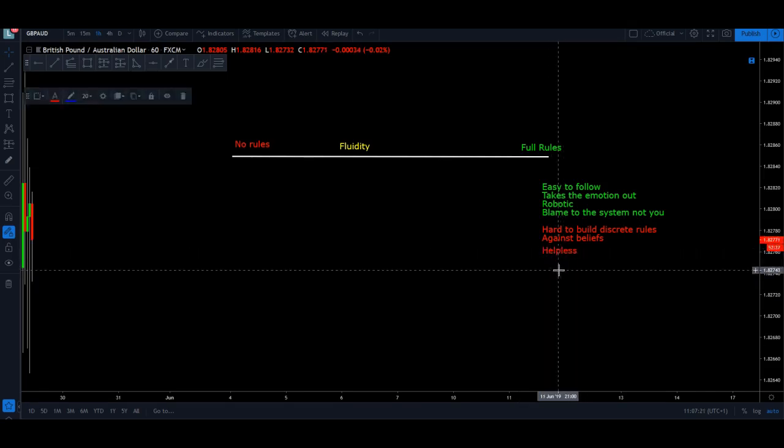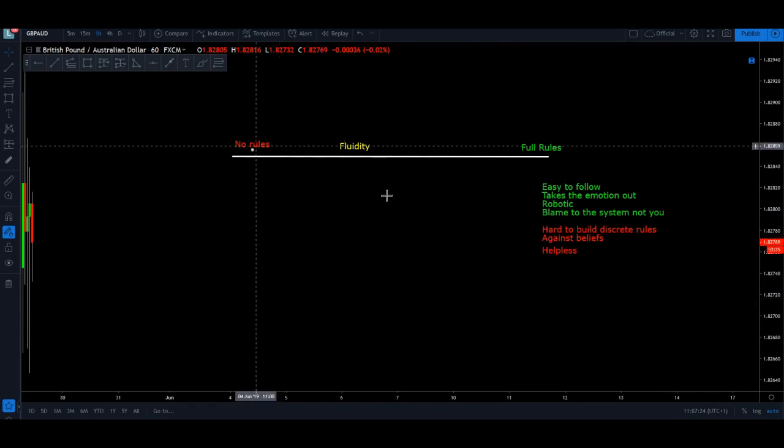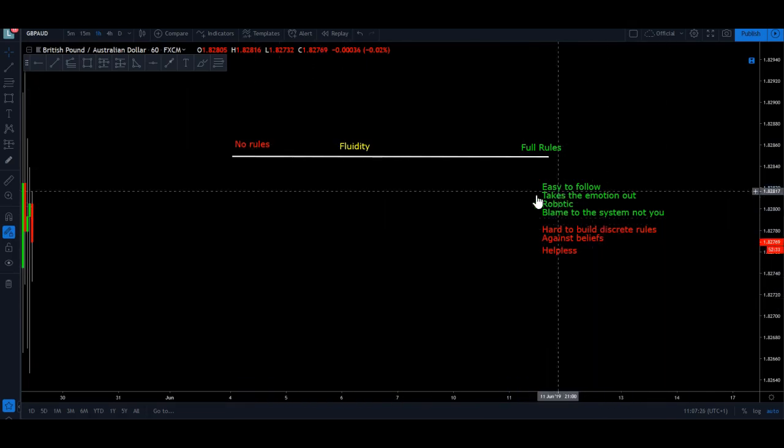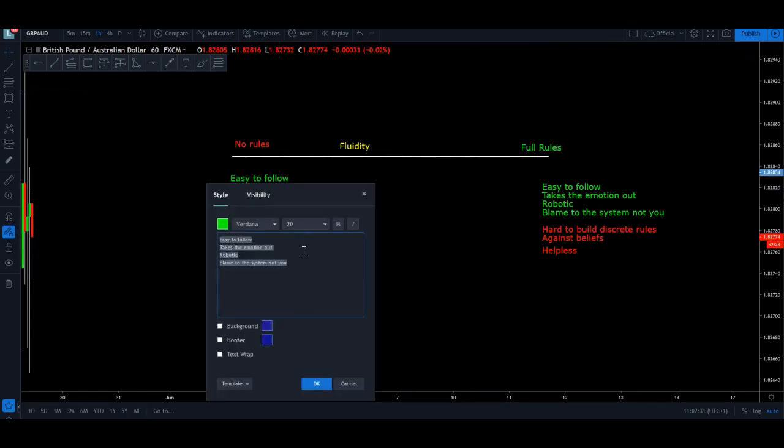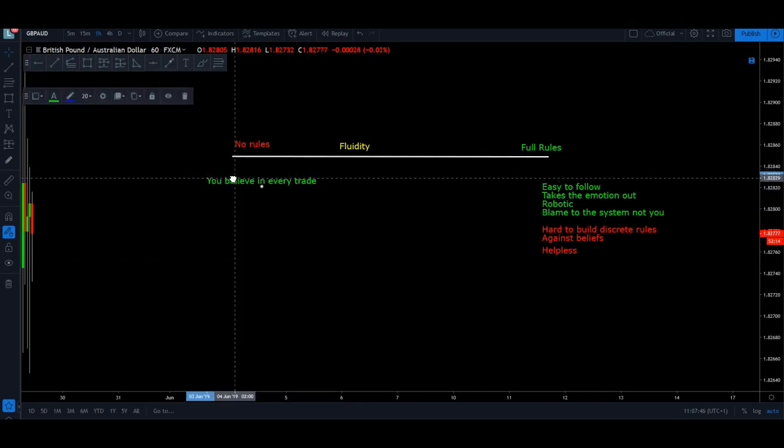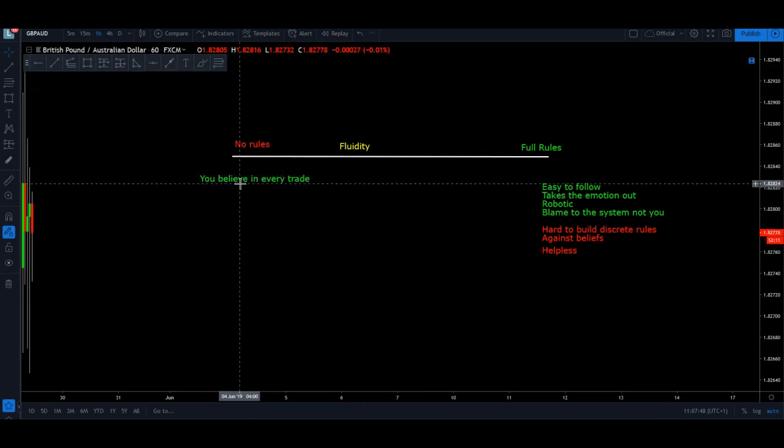So there's that. Now, I'm not really going to go over the no rules benefits, because I don't really say there's too many benefits. The only one I could think of is probably you can say you believe in every trade, but this belief is based on pure emotion most of the time, especially if you're trading live money, like a lot of money, it will just get in the way.